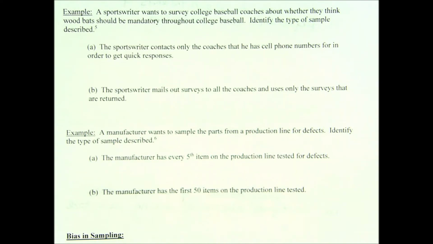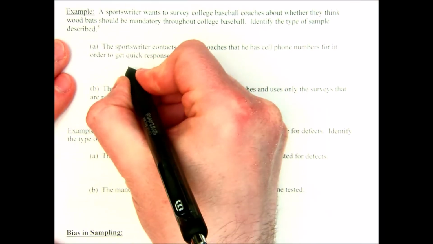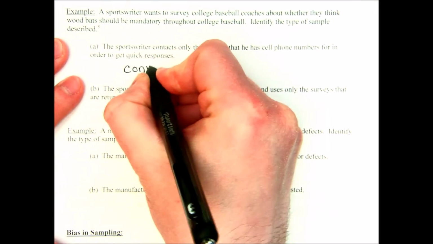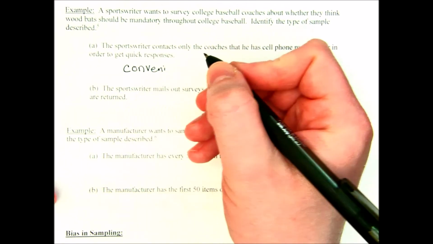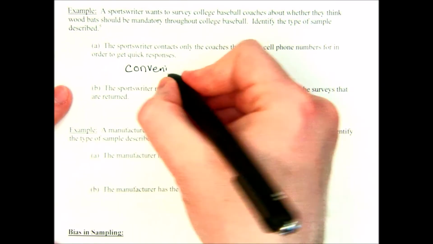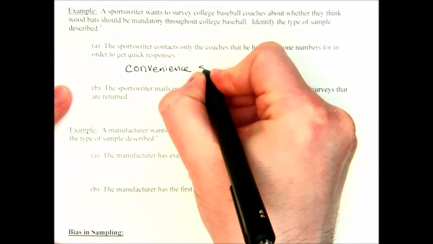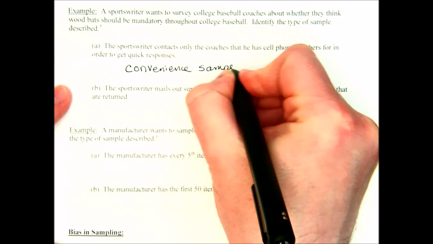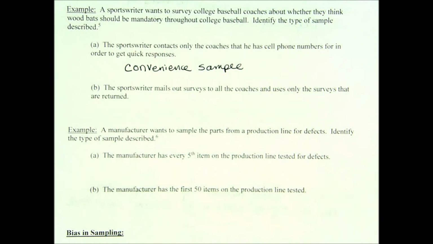Well, that would be a convenience sample. It's a group of coaches that are already sort of a group. They're an easy-to-reach group that he already has some information on. We're going to call that a convenience sample. It's a group that's already there. They're already there on his phone. He just has to look at the numbers and call those people that he happens to be closer friends with.